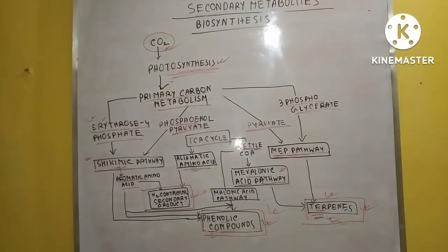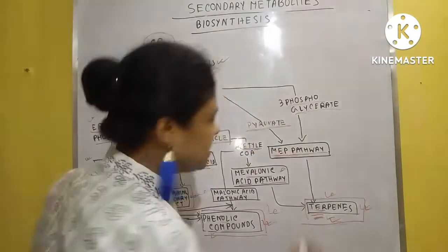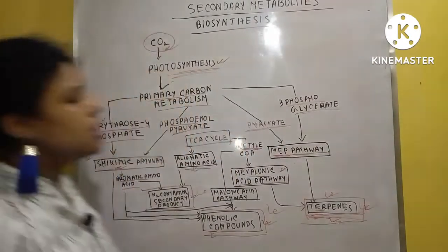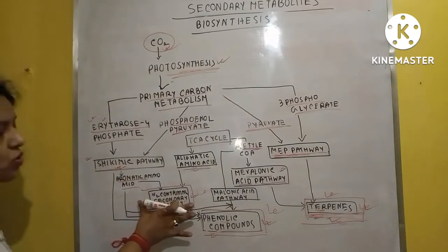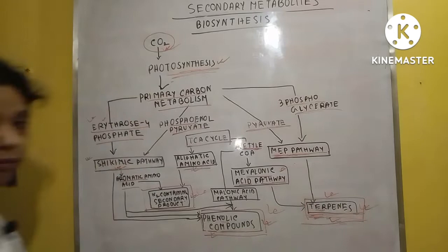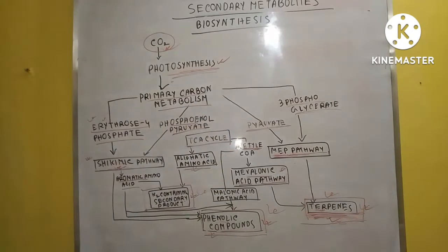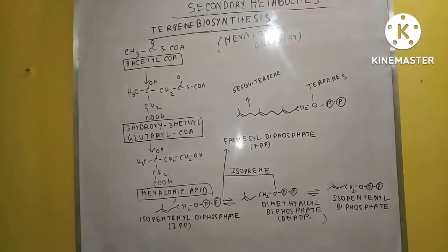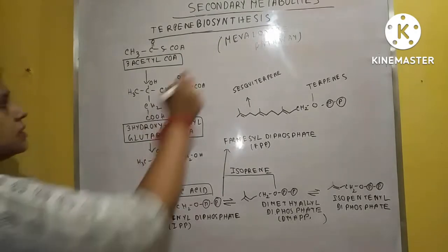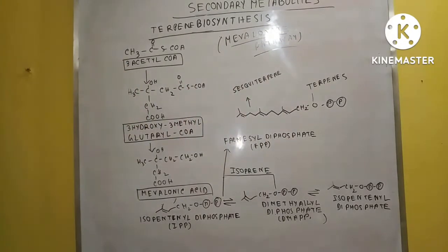Clear? Now we learn the biosynthesis of the terpenes. I just briefly explained how these three metabolites are formed. Now I will clearly explain the terpene biosynthesis process. Clear? So this is the terpene biosynthesis. You can see here this pathway is known as the mevalonic pathway.